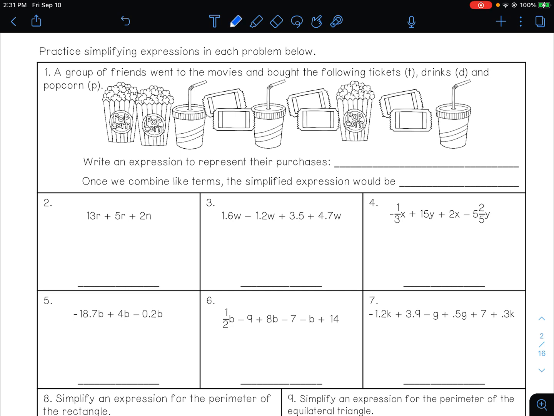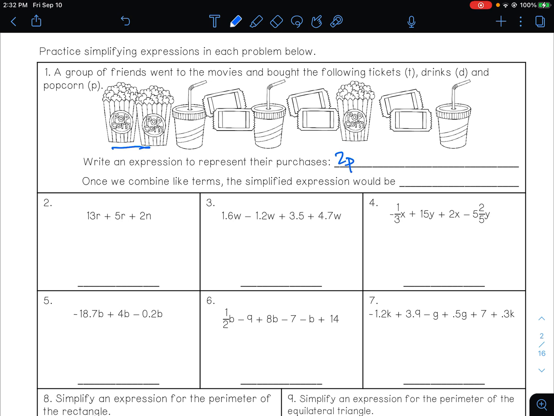Well, I'm not going to write like 3 popcorns. I'm just going to write 3P. And they also bought, so plus a couple drinks. How many drinks? 3 drinks, 3D. And also 6 tickets, so plus 6T. So 6 tickets, 3 drinks, and 3 popcorns. That's how we write this expression. Once we combine the like terms, the simplified expression would be... Oh, actually, you know what? I just jumped to that. Let me explain. Let's go backwards a little bit because I totally simplified. I should have just said, well, they got 2 popcorns right here.